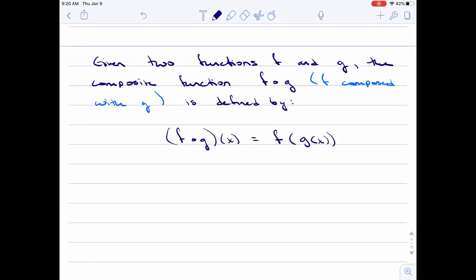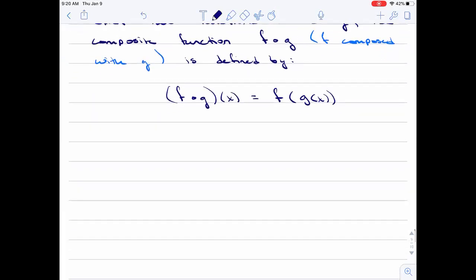Order matters. Notice that g composed with f of x would be g of f of x, which is not necessarily equal to f of g of x. So order matters in this case. The first one is your main wraparound function, and then the second one goes inside there. And you can compose more than 2 functions. You can have 3, 4, 5 functions, and then just the order.